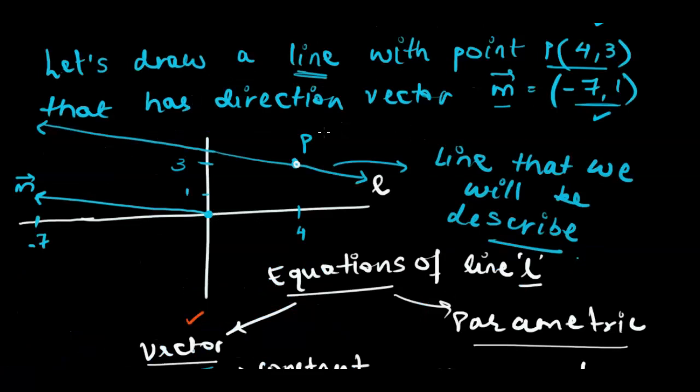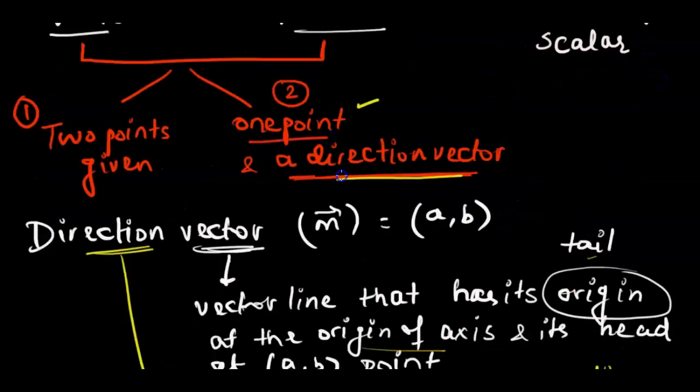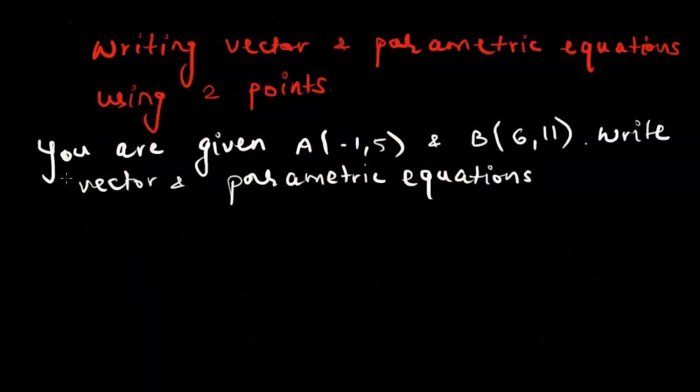In this example, we learned how to write down the vector and parametric equations using a point and the direction vector. So point and direction vector, that is condition number 2 or type 2 question, is already covered. Now we would learn how to write the vector and parametric equation using 2 points. Let's say you're given a question. Point A is -1, 5. Point B is 6, 11. So you're given 2 points and you have to write the vector and parametric equation.